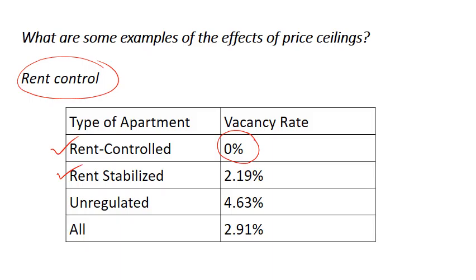This shortage means that people have a harder time finding low rent stabilized apartments than high rent unregulated apartments. The data confirms this. The vacancy rate, this was for 2008, in New York City was 4.63%. For rent stabilized, it was less than half that, 2.19%. Much harder to find a rent stabilized apartment to use.